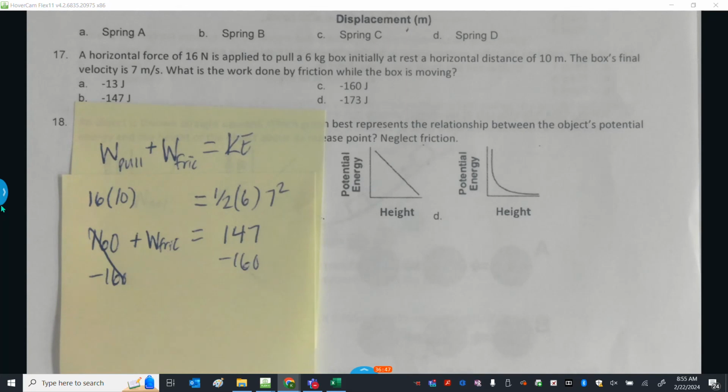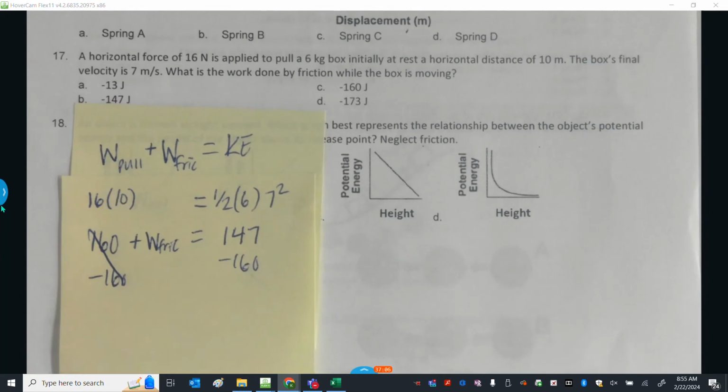Are there questions about number 17? You could also have set this up to have dissipated energy instead of work done by friction. I don't know if that is easier or harder for y'all. But again, if you want, just solve for the before and the after and see if they equal each other. If they don't, subtract, and then check your sign afterward.